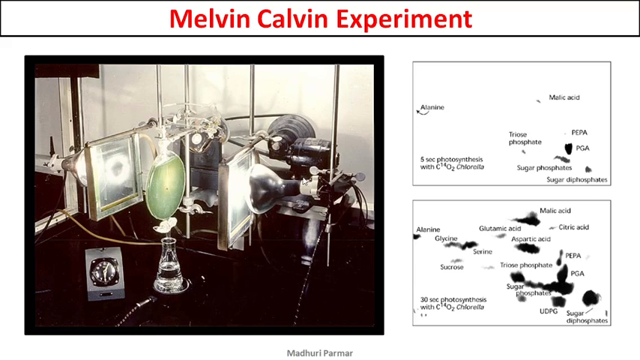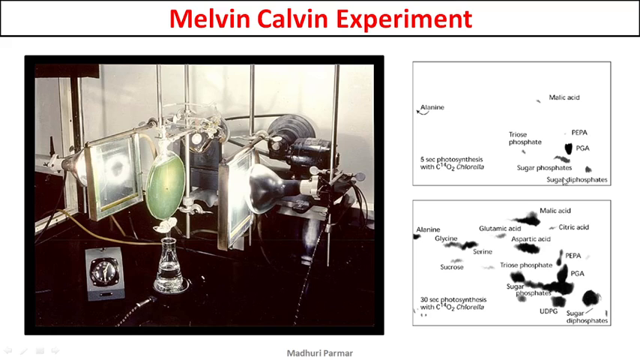So he checked. This is the graph after 5 seconds of light, after 5 seconds of photosynthesis, and this is the graph after 30 seconds of photosynthesis. Wherever you see a dark patch is showing more radioactivity. Because the carbon dioxide would have entered and gotten fixed in some other chemical, it will transfer its radioactivity to these other molecules also. So which molecule is getting synthesized first? That was found out from this type of experiment.